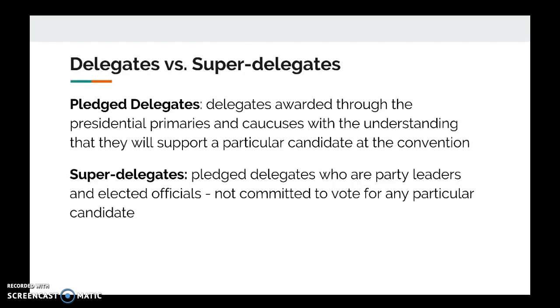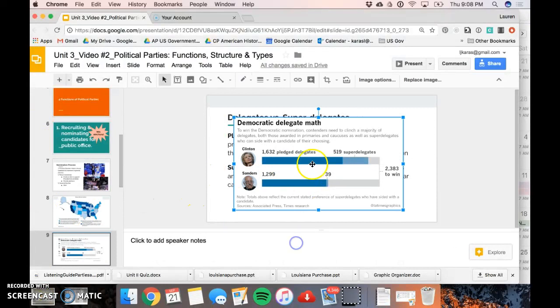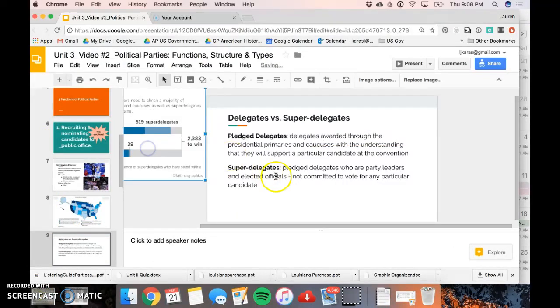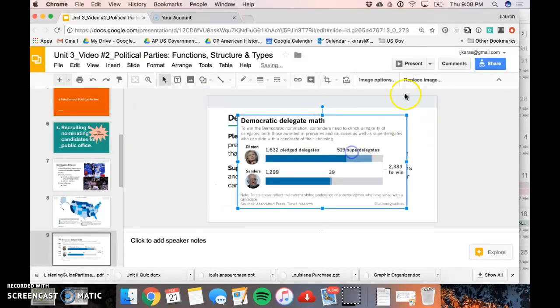And these delegates, oh, I'm sorry, this is a typo, and I'm just going to change this right here. Give me a second. This should say unpledged. Okay. Sorry.